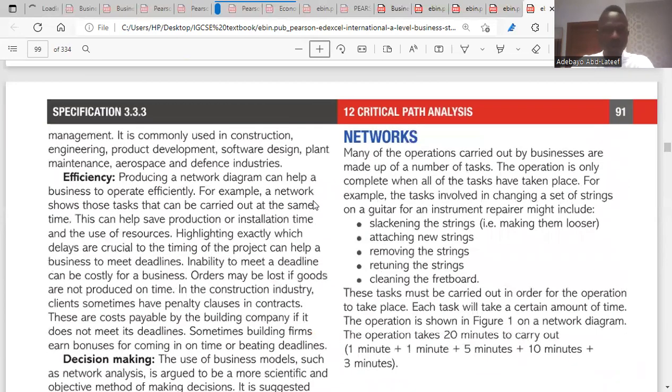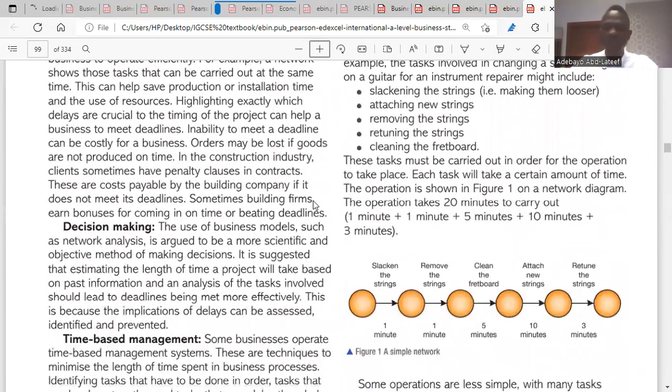So before we go to network, I'm going to stop here. In summary, critical path analysis will allow you as a business to manage your time. It allows you to assess what delays could occur in the process of that project and how you'll be able to avoid these delays. Any question about it? Okay. Please do the activity now.